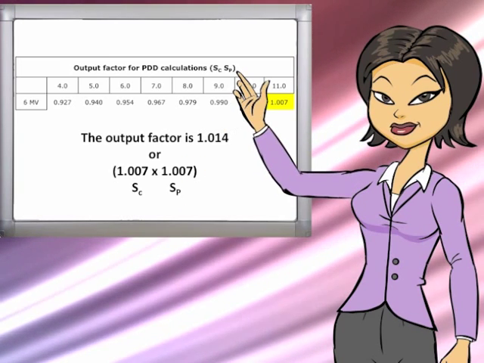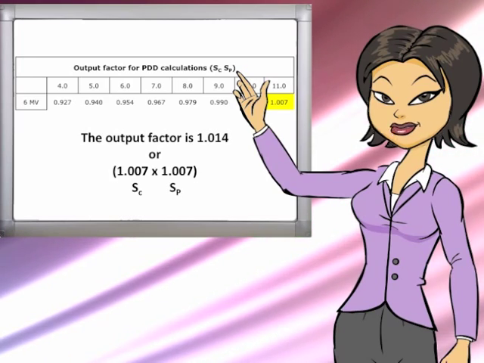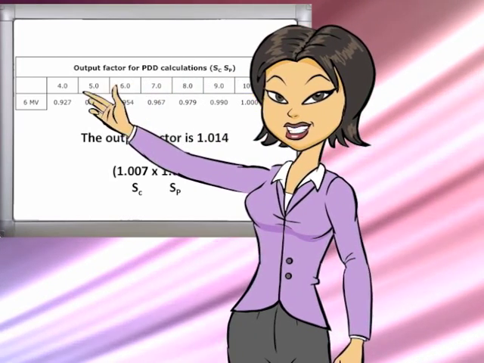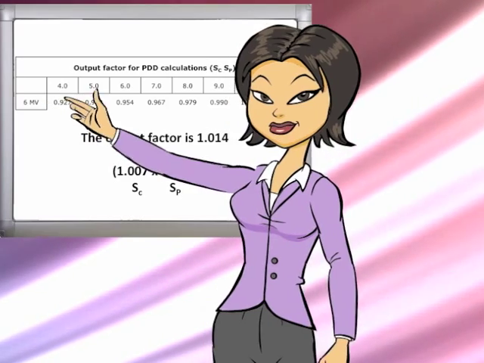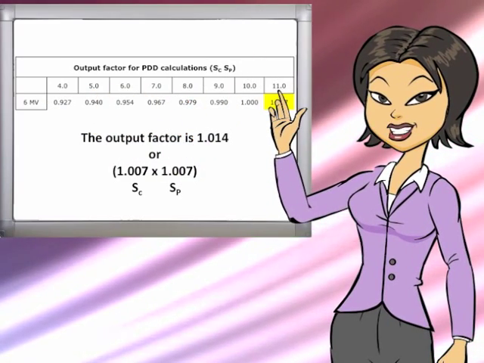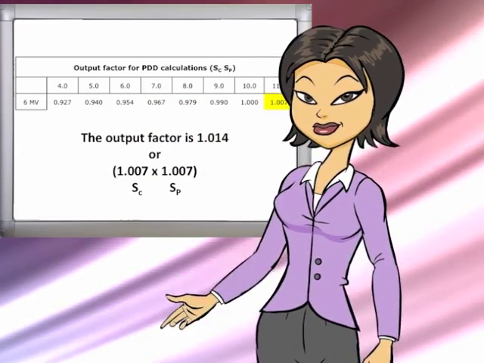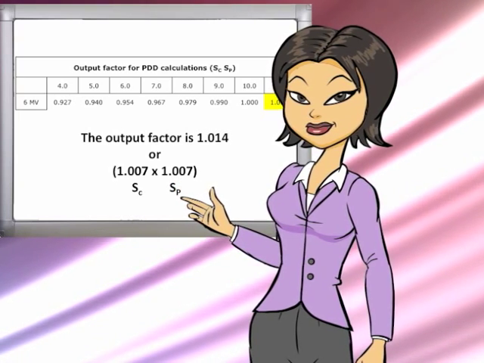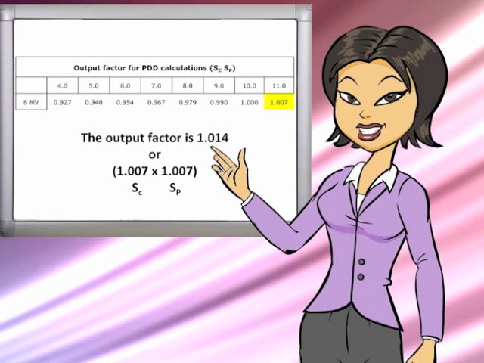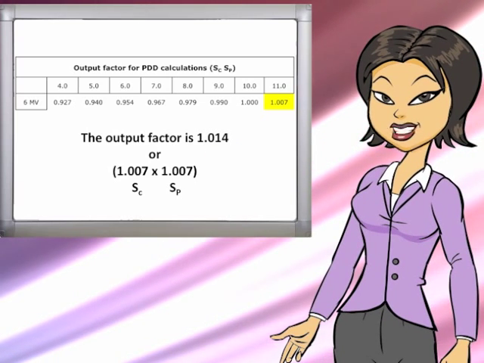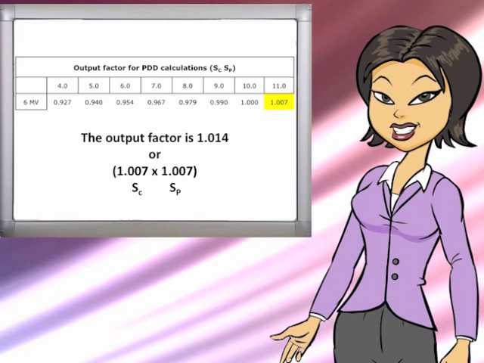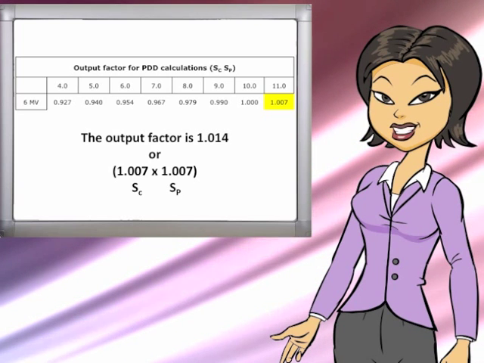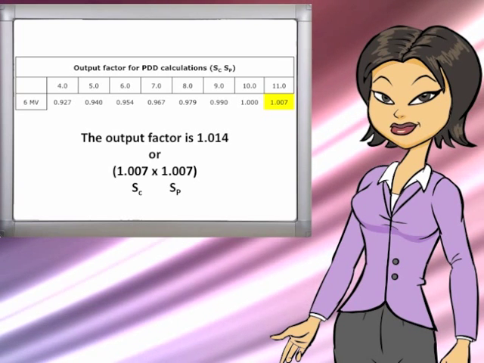Now, using the output factor for PDD calculations, we will locate the value of a 6 megavolt beam with an equivalent square of 11. The output factor, which is the product of the S sub C and the S sub P, is 1.014. Both the S sub C and the S sub P are the same in our example because there is no blocking involved.